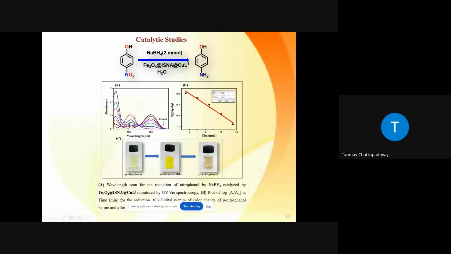But after the addition of the sodium borohydride, the band shifted to 395 nanometers. This is due to the formation of the phenolate ion. You can see the color here; the color is yellow after addition of the sodium borohydride. Then when we wait for several minutes, this band gradually decreases, whereas a new band is generated at around 300 nanometers. This decrease of the band is due to the conversion of the 4-nitrophenol to 4-aminophenol. And this plot is for the kinetics.